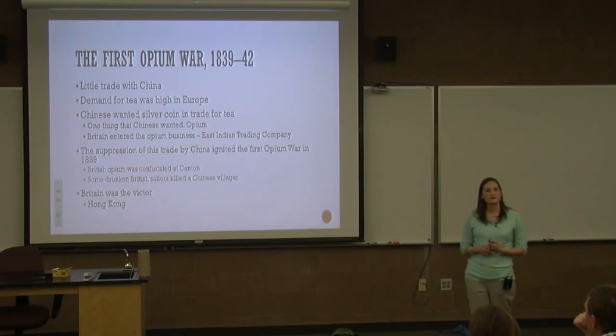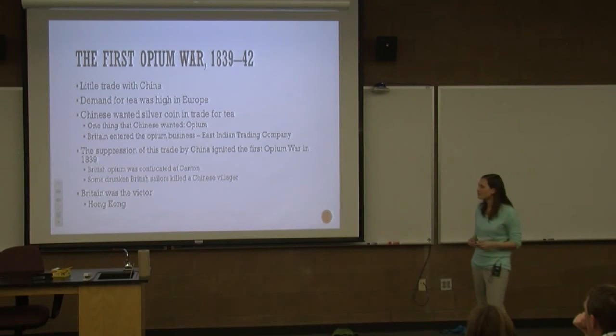China opened some ports to Western trade, but probably the most important thing of the first Opium War was that Hong Kong was ceded as a British colony. And so that's how come Hong Kong ended up being British until like 5 or 10 years ago. It finally went back to China.